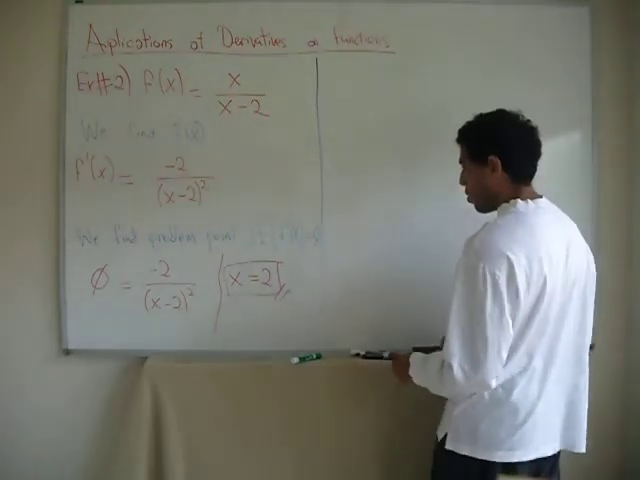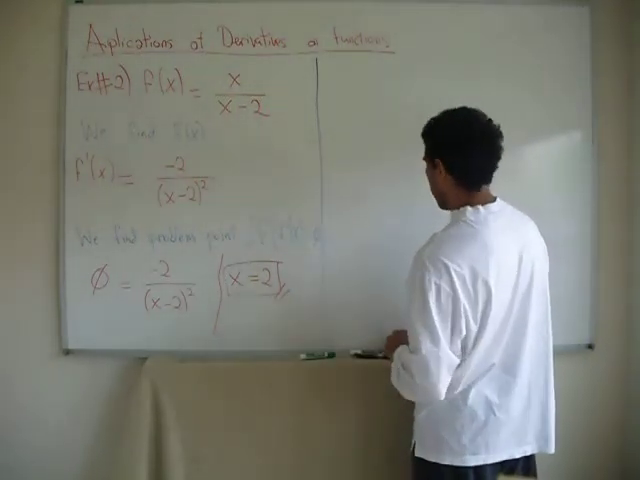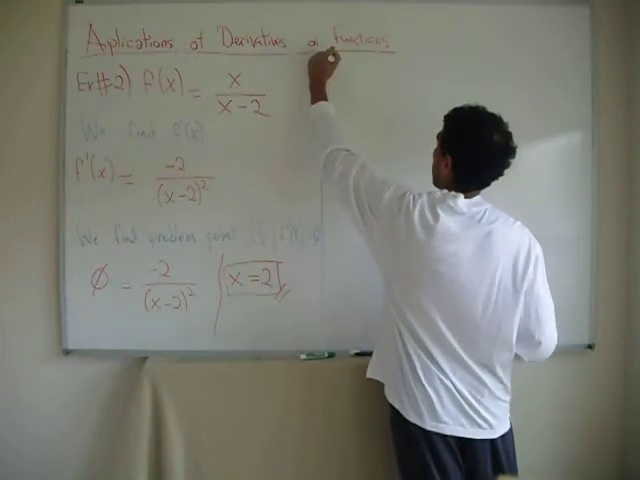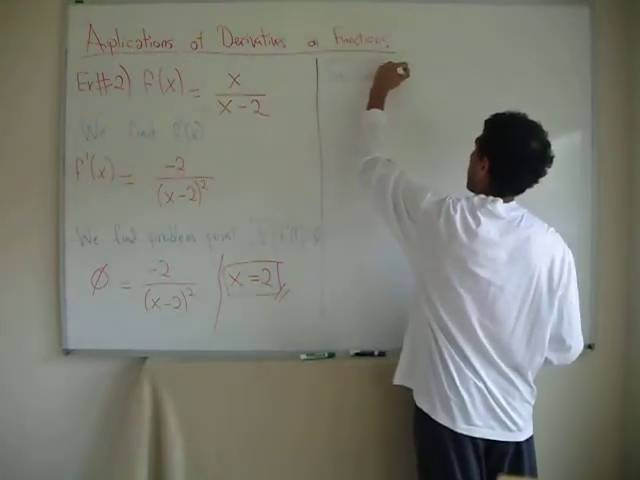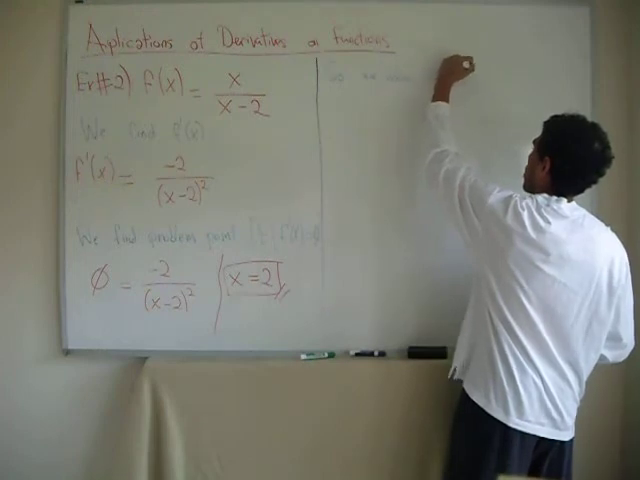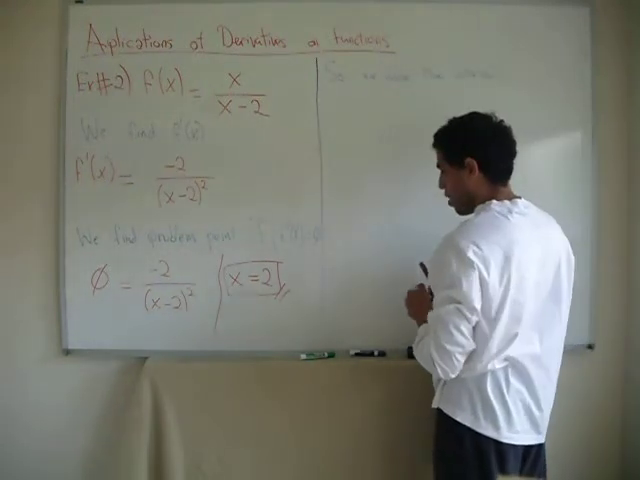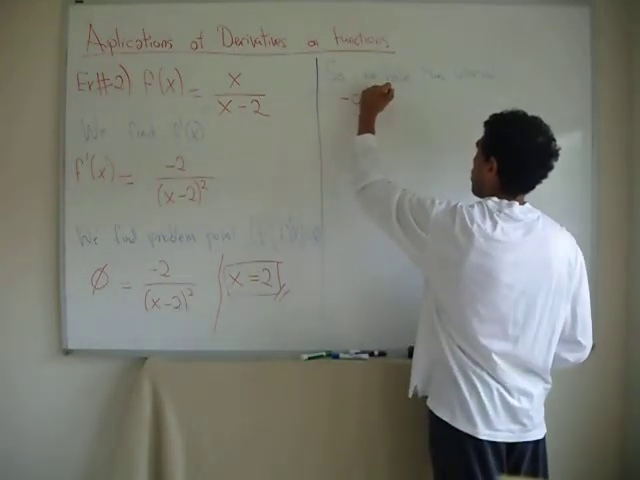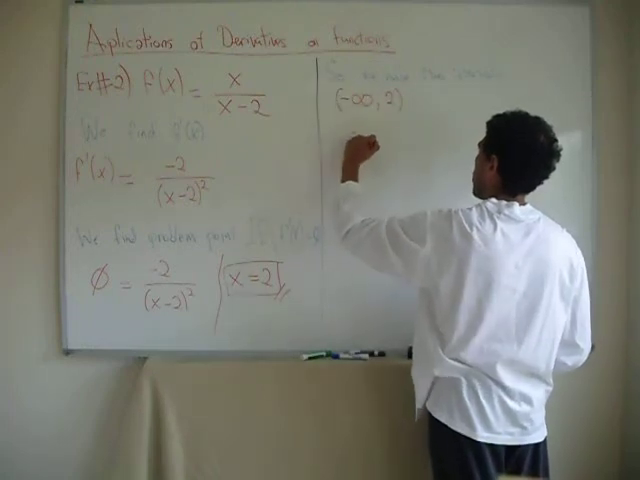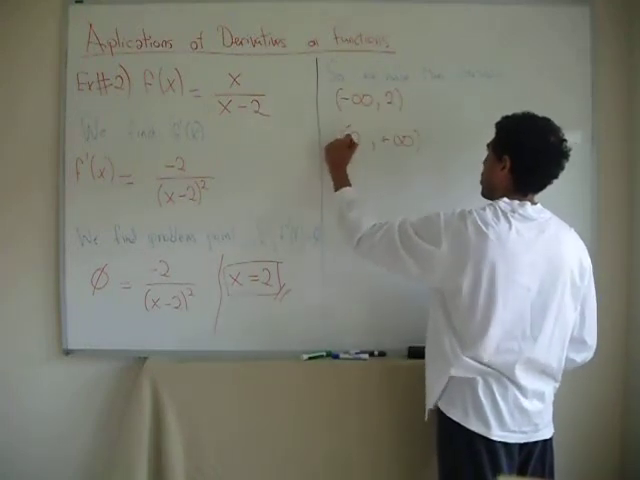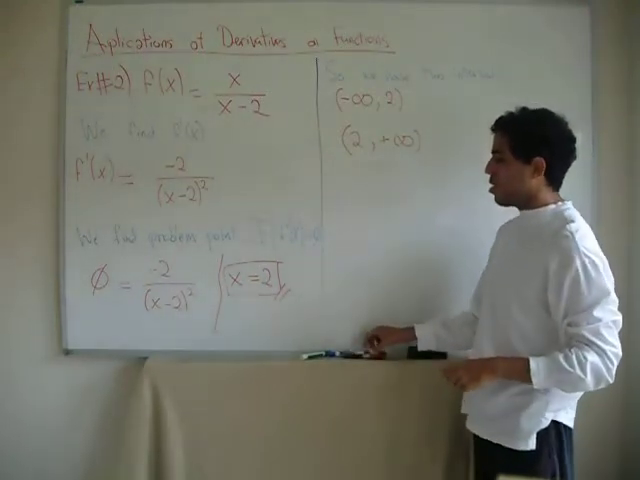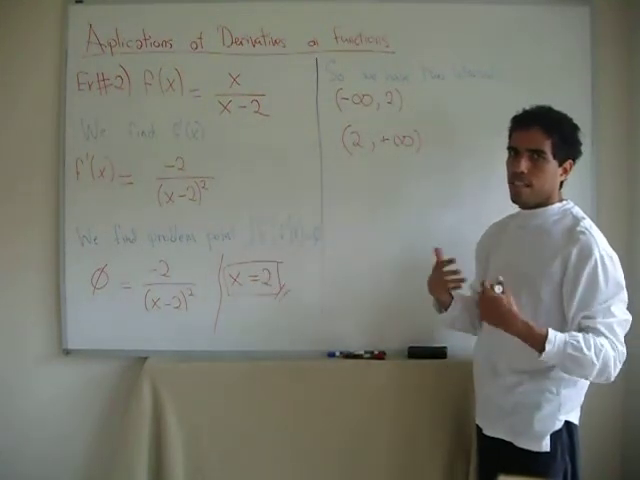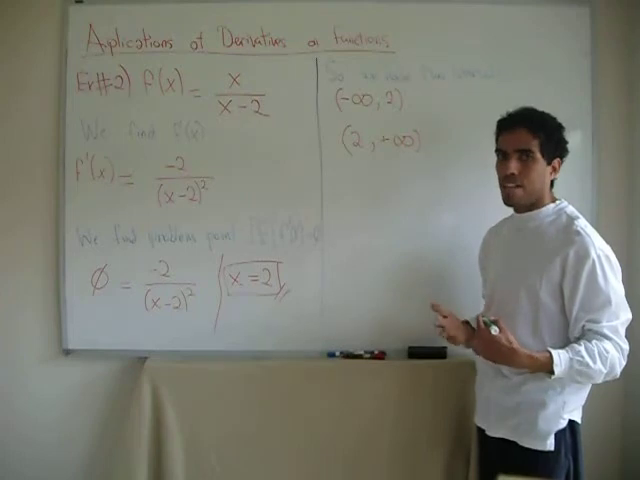So since we have 1 point, we have two intervals. The first one is minus infinite to 2, and the second one is 2 to positive infinite. Again, what we're going to do is pick a random point in each interval and evaluate it in f prime to see the sign of f prime. We don't really care about the value, only the sign.